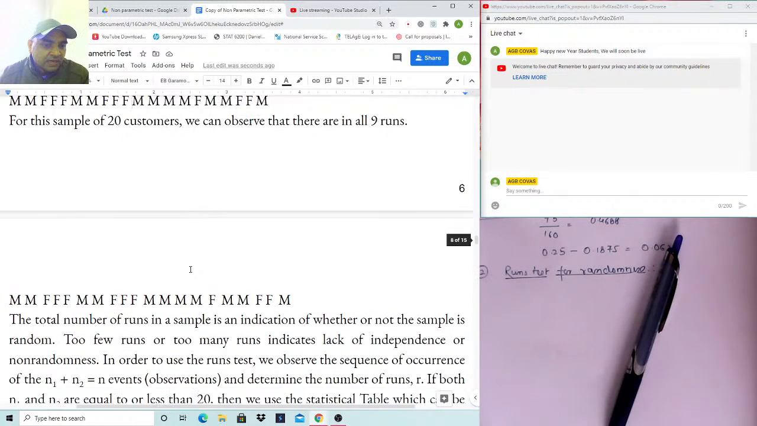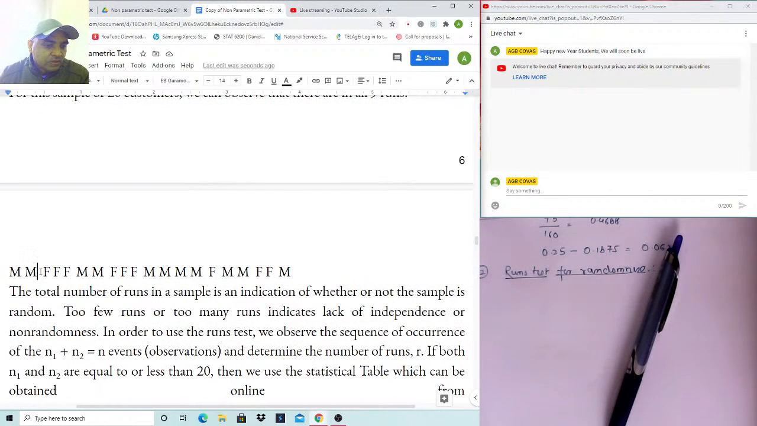How can we calculate that? All males together, then all females together, then male, then female, then all males together, one female separate, these males separate, these females separate, and male separate. So 1, 2, 3, 4, 5, 6, 7, 8, 9. So in total, in these 20 observations, there are 9 runs. This is how we calculate the number of runs, right?